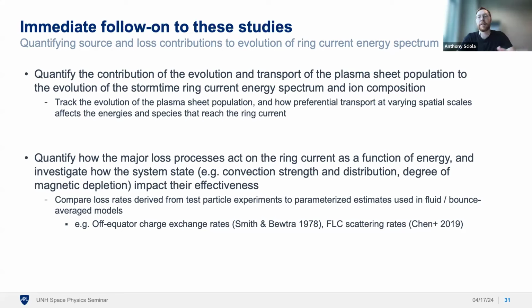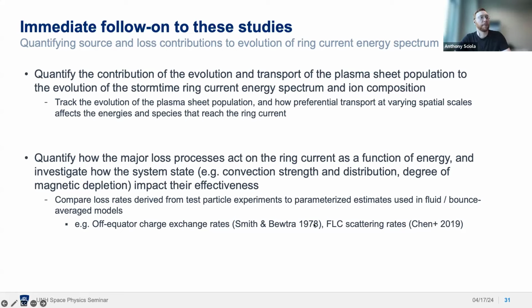What motivated this is we found that when we calculate the charge exchange rates on our test particles, where we can actually probe exactly where they are and what the neutral background is, this gives us a different overall rate than some of the parameterized estimates that are commonly used in fluid and bounce average models, specifically the one that's very commonly used for off-equator charge exchange rates from Smith and Bewtra.